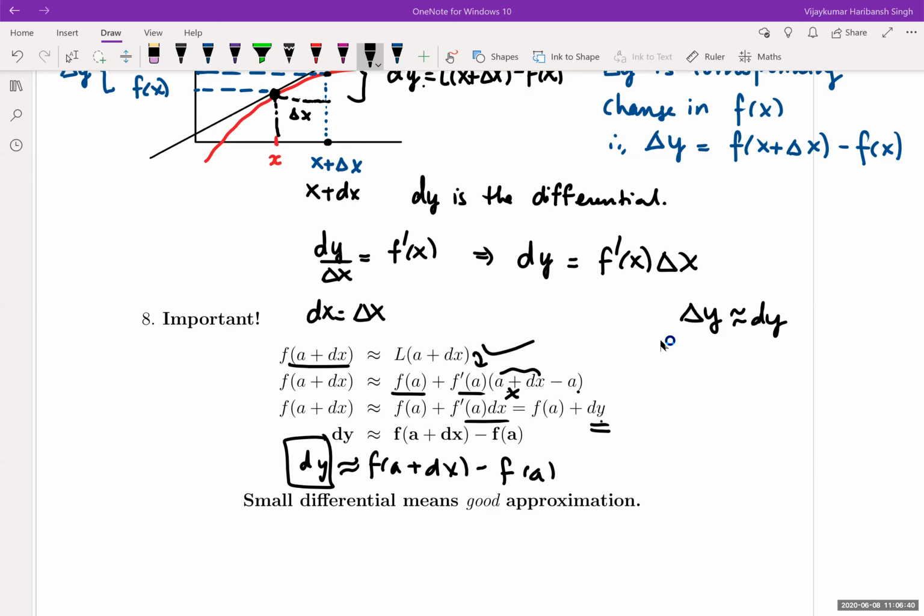So in other words, you have f of a plus dx is approximately L of a plus dx if and only if dy is roughly delta y.